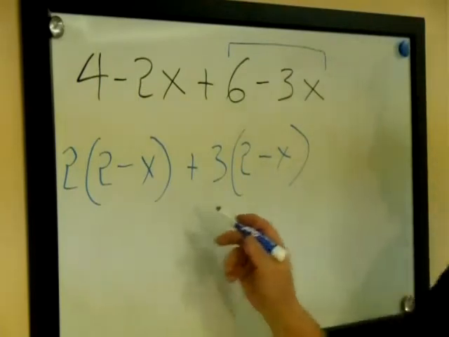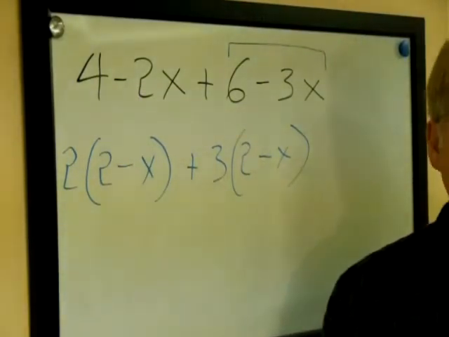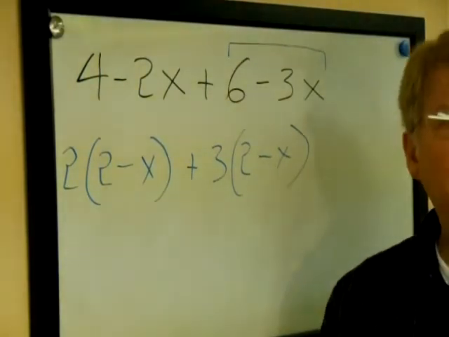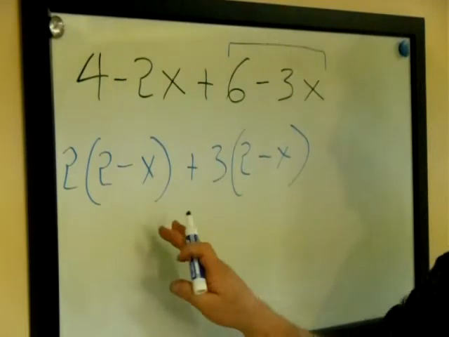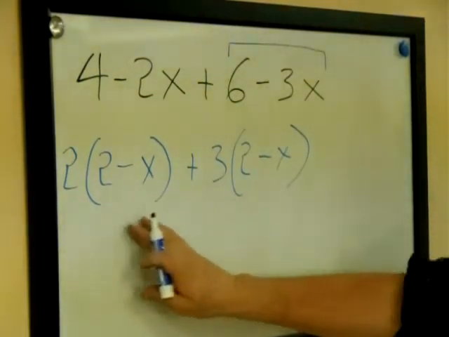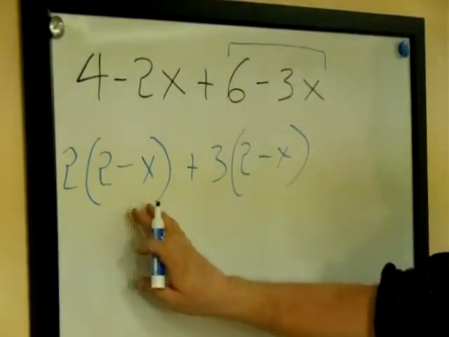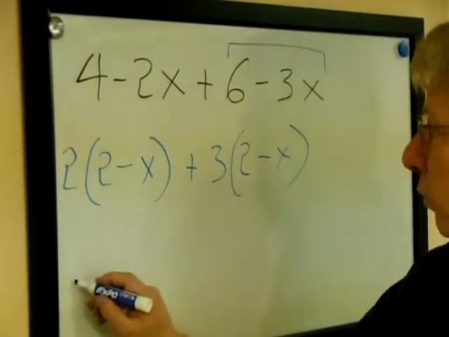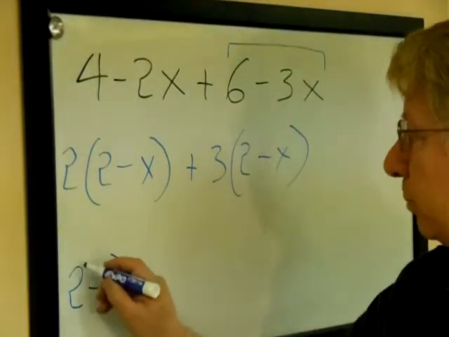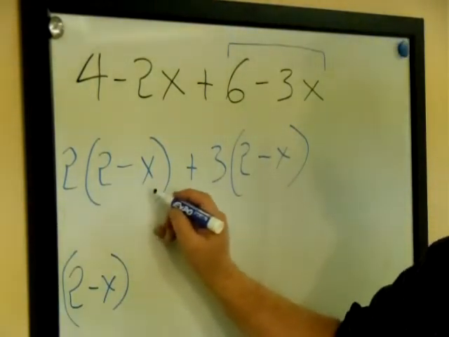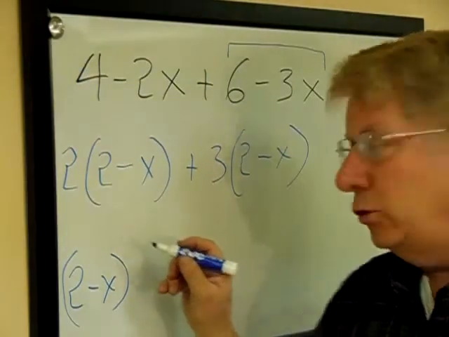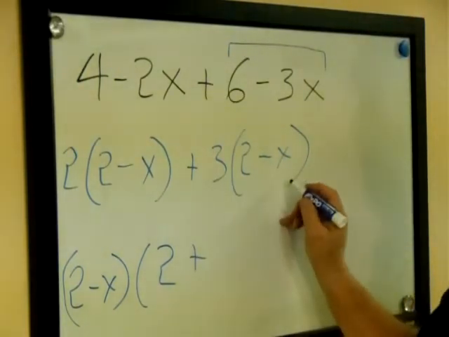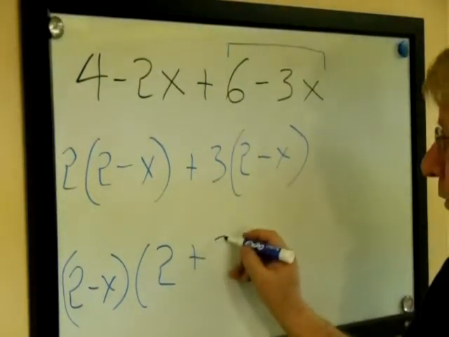Okay, now I look at these two terms. And of course this is a contrived problem. You're not always going to have it so straightforward. But we're just showing you some opportunities that sometimes arise. So in this case, what's common to both of these terms? Well, the 2 minus x you see in both terms. So we can take that out. If we take 2 minus x and separate it, this term divided by 2 minus x gives us 2. And this term divided by 2 minus x gives us a 3.